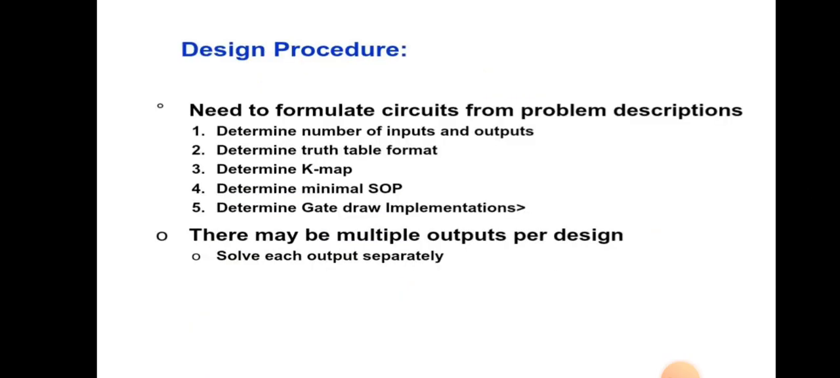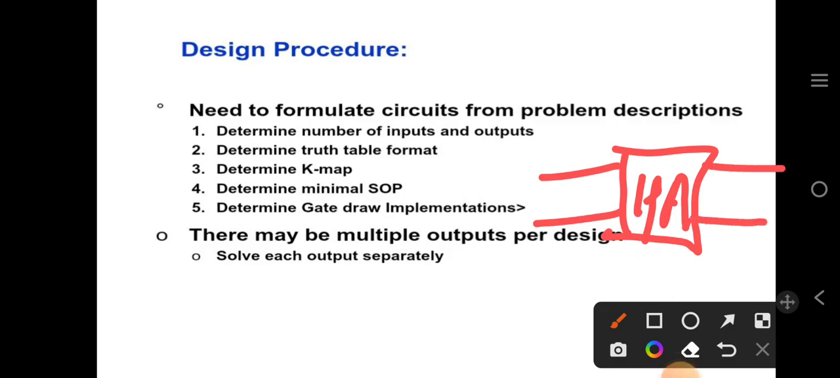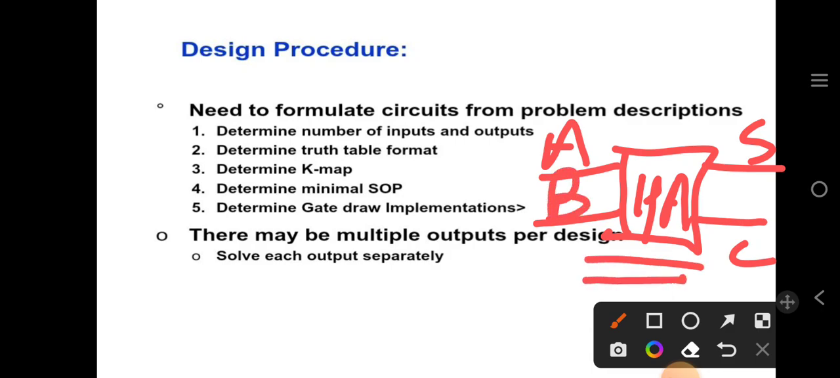Now the design procedure. What is needed to formulate circuits from a problem description? For designing a combinational circuit, first we have to determine the number of inputs and outputs. For the half adder, we know that there are two inputs, A and B, and two outputs, one is sum and one is carry. This we will study in depth. Here I have only taken this example because the first stage is to determine the number of inputs and outputs.